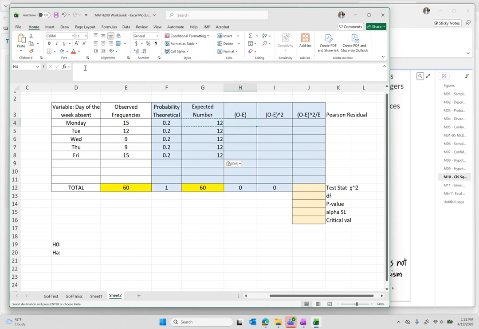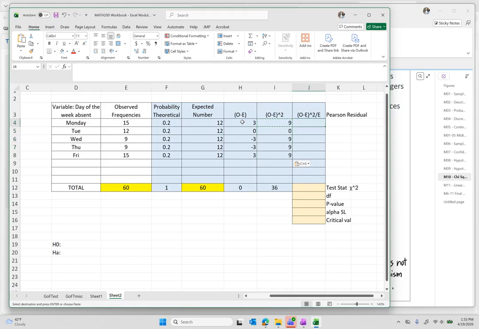The next column, I want to calculate the difference observed minus expected. So observed for me is column E, minus expected for me is column G. And I'm going to copy that. We know that the residuals or the differences from the expected should add up to 0 if we have done a good job. Then I want to square these residuals, so equal the column H squared. That will give me the numerator of the Pearson residual.